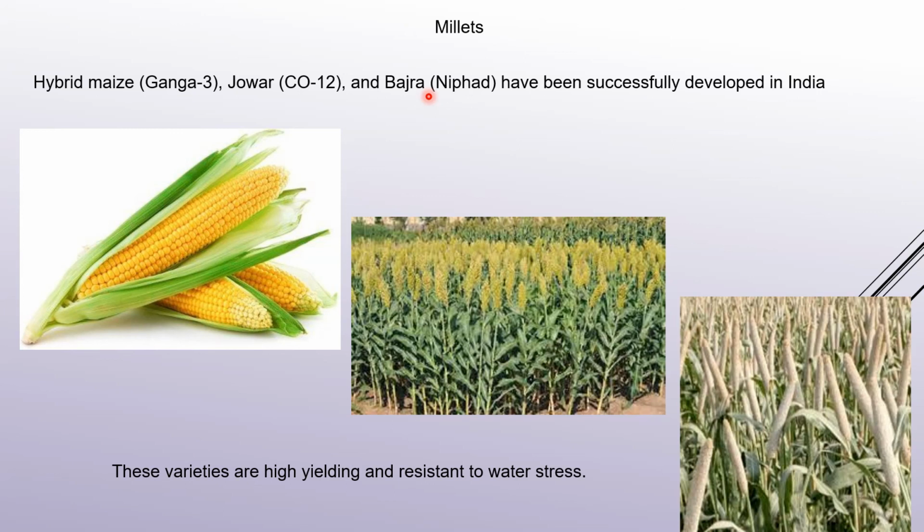These varieties are high yielding as well as resistant to water stress. It means if due to some reason there is not sufficient water available or the rain was not sufficient in a particular year, still this maize, jowar and bajra can be grown because of the resistance to water stress, and it could meet the demand of the growing population. It is even a boon to the Indian farmers. So this is all about the millets. I hope this module is very clear to you, because now it's time for you all to test.